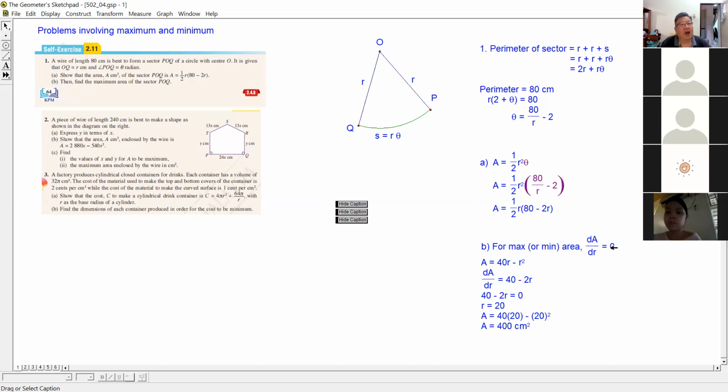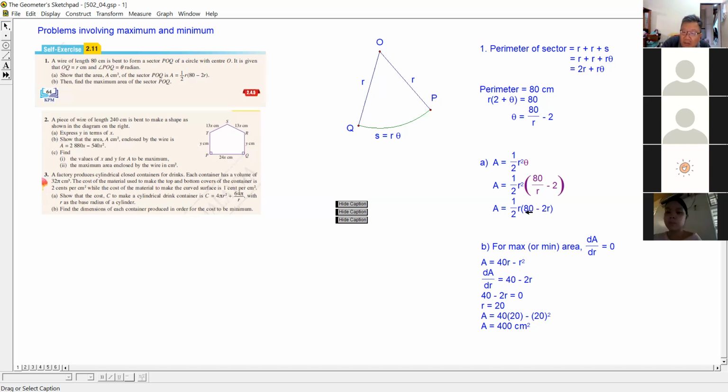Now, when I talk about turning point, I'm referring to the graph of area versus the radius. If you plot the graph of area versus radius, you get a parabola. So this parabola will have a maximum point, and the maximum point is where dA dr equals 0. This is what we have learned when we were doing the turning points. So I expand the r here: 40r minus r squared.